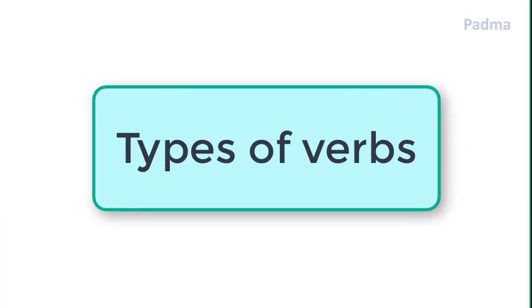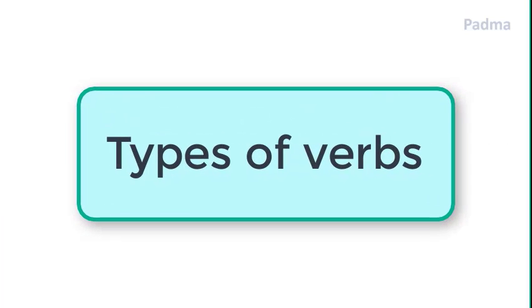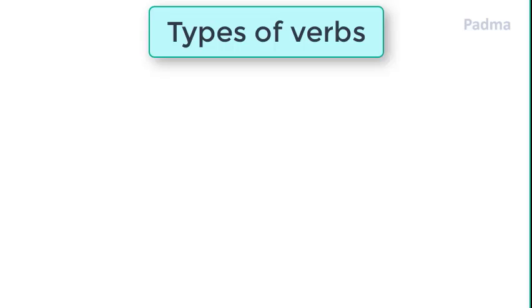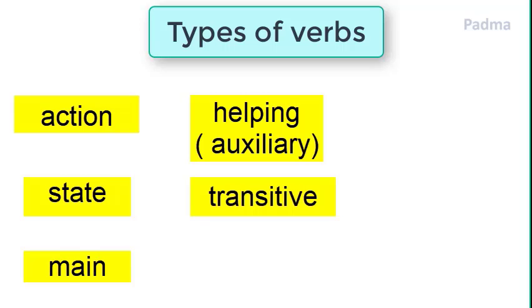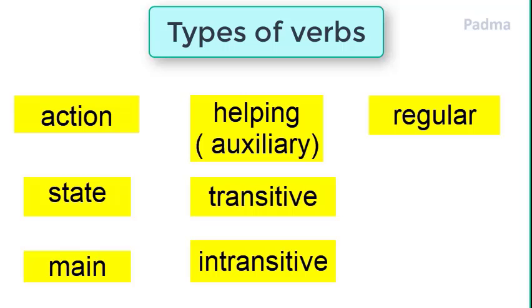Let's see the types of verbs in detail now. Basically, we have different types of verbs, namely action verbs, state verbs, main verbs, helping verbs, transitive verbs, intransitive verbs, regular verbs, and irregular verbs.